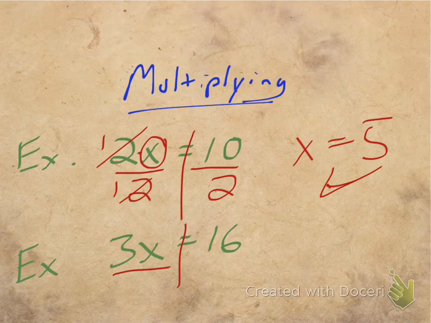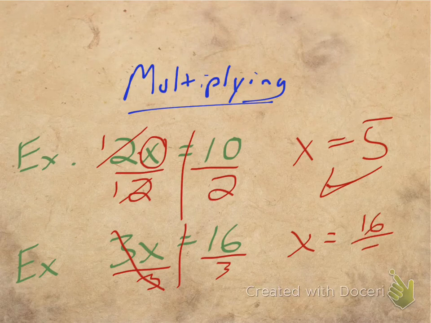Sorry, I forgot to put my line up there. I'm going to divide by 3 on this side and divide by 3 on this side. 3 divided by 3 is 1. So you get x equals 16 divided by 3. It will not reduce. So guess what? You're in algebra. You leave it 16 divided by 3. You're done.